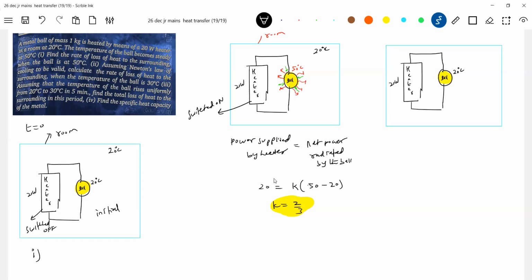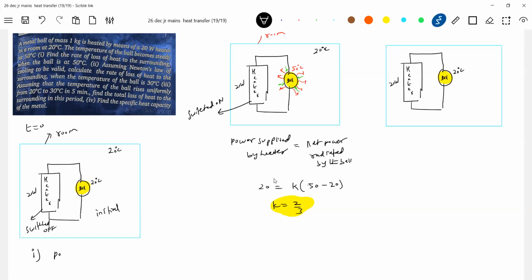Find the rate of loss of heat to the surroundings. The power supplied by the heater is what? The power lost by the ball to the surrounding. But sir, it should have been more. No, the net power. Power loss means it will emit and it will absorb. How much is lost? Emission minus absorption. The resultant loss, no?